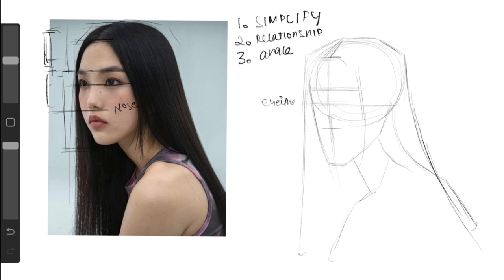I'm just observing, and then drawing the big shapes. So now I've simplified, looked for relationships, and looked for angles. Now the last thing that remains is to draw smaller shapes. The smaller shapes mean the features. Now I will start with the eye. So first let me draw the eyebrows. I'm drawing the eyebrows, and I'm looking for the eyebrow angles also.